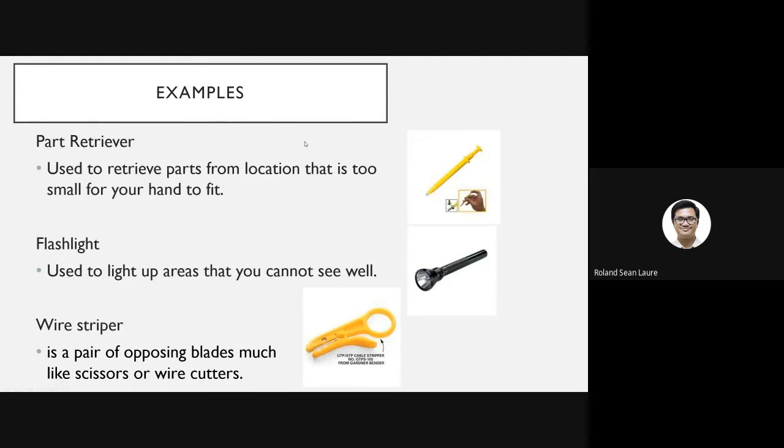Part retriever. Okay, someone please read. Part retriever, used to retrieve parts from a location that is too small for your hand to fit. Flashlight, used to light up areas that you cannot see well. Wire stripper. It is a pair of opposing blades, much like scissors or wire cutters. Okay, very good.